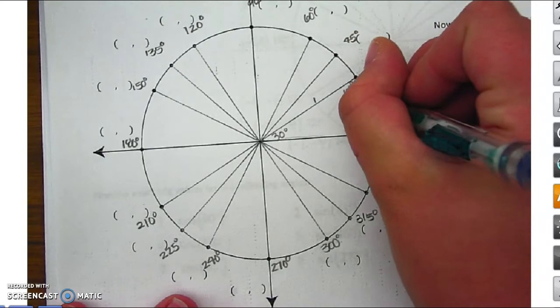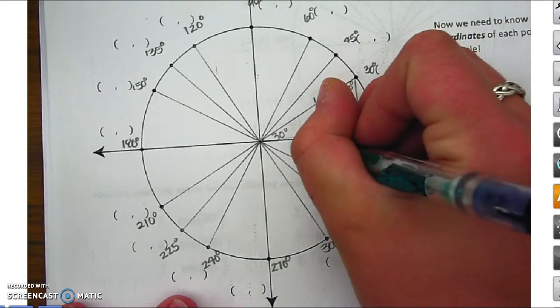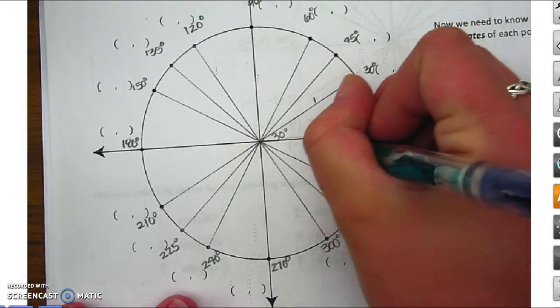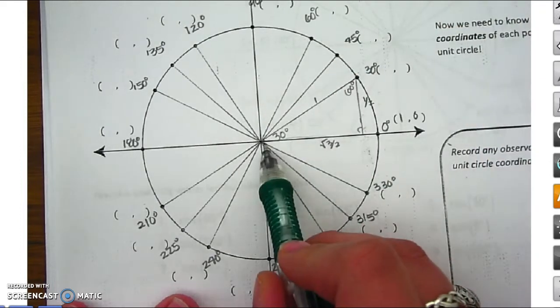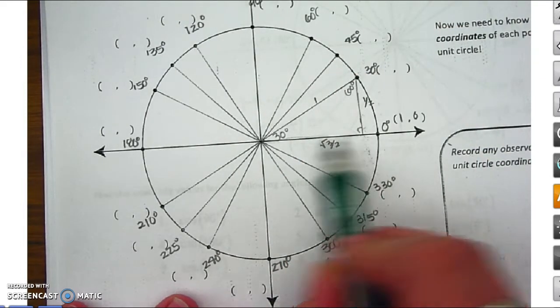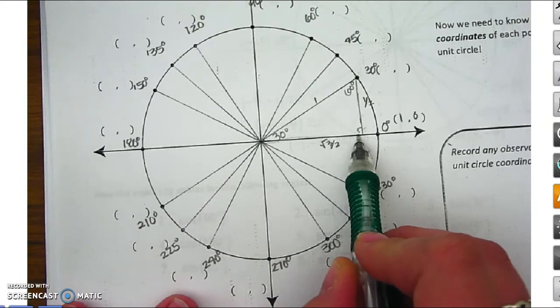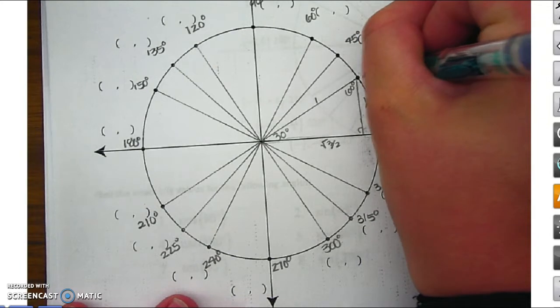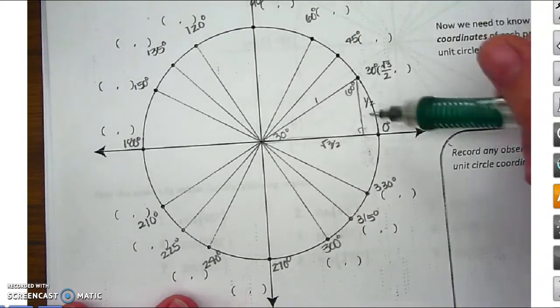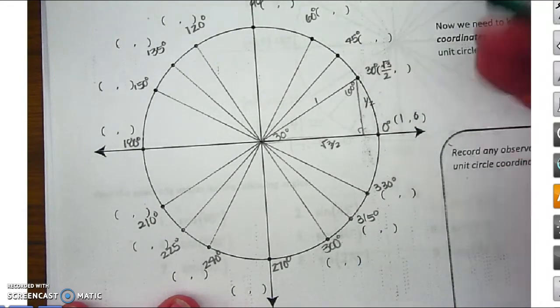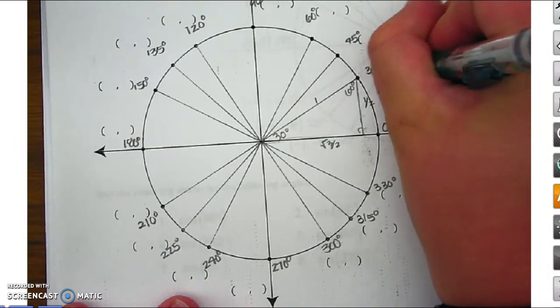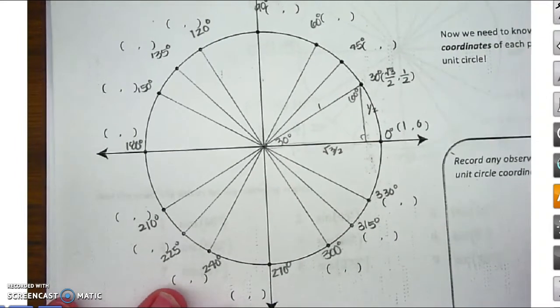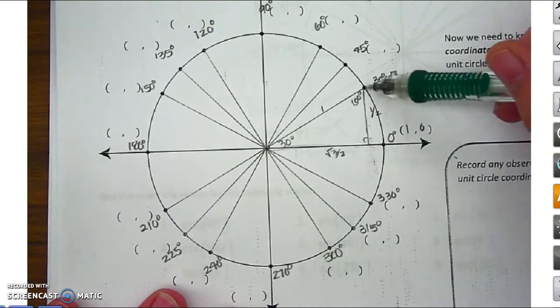Across from 30, 1/2, across from 60, √3/2. And since you are going in the x direction, √3/2, that will be the x part of your coordinate point. And since you are going up 1/2, that would be the y. So that would be the ordered pair for 30 degrees on the unit circle.